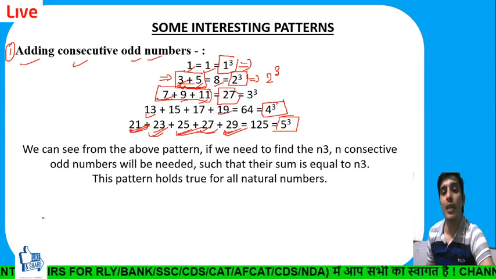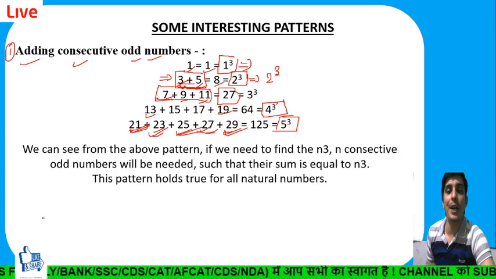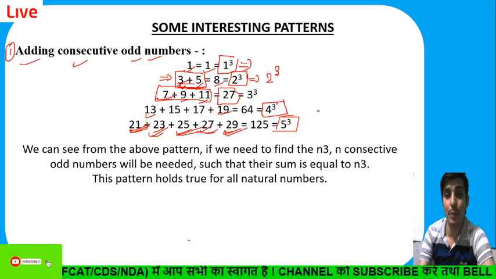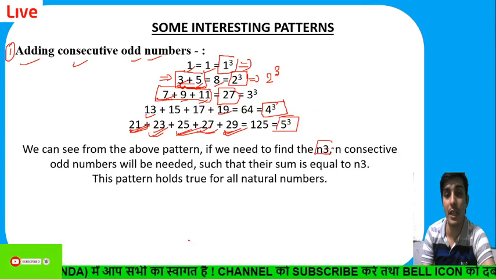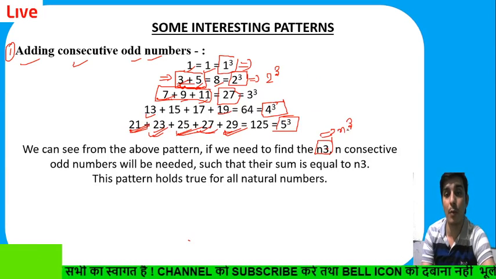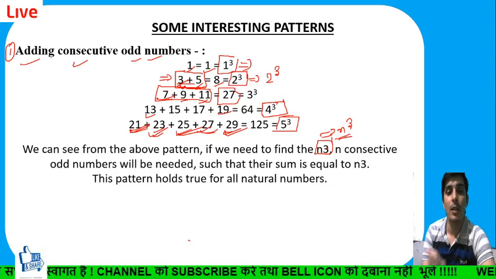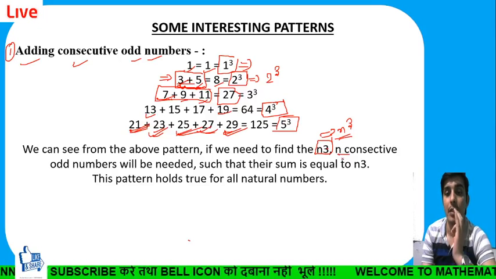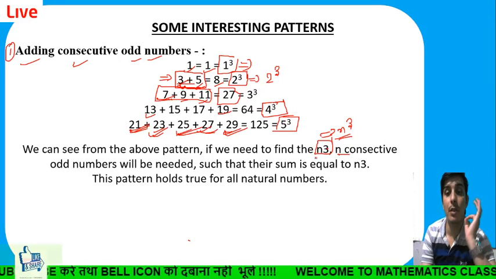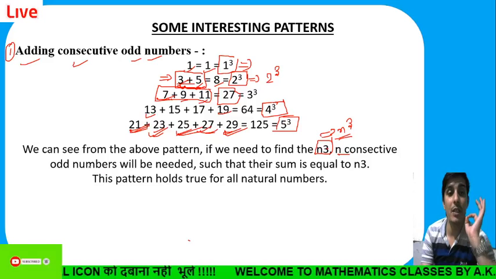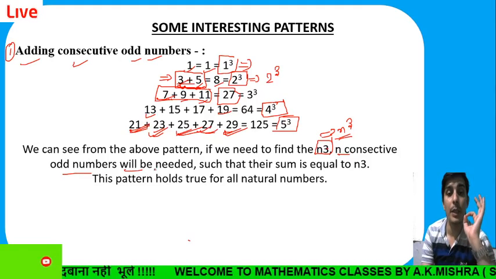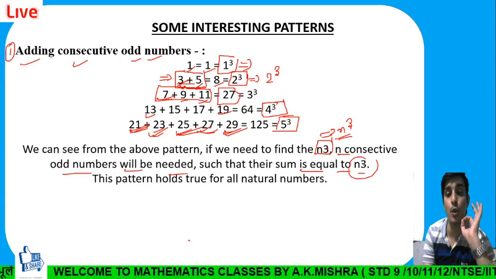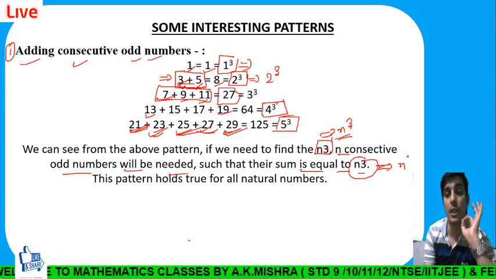So from the above pattern, we need to find n to the power 3. From the above pattern, to find n to the power 3, we have to take n consecutive odd numbers such that the sum is equal to n raised to the power 3. So here is n raised to the power 3.